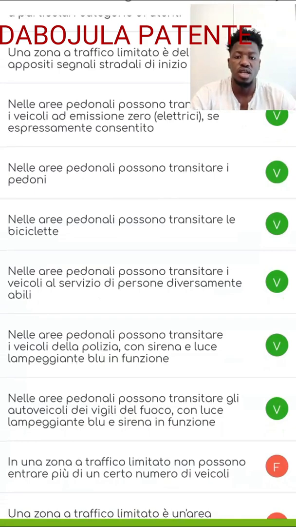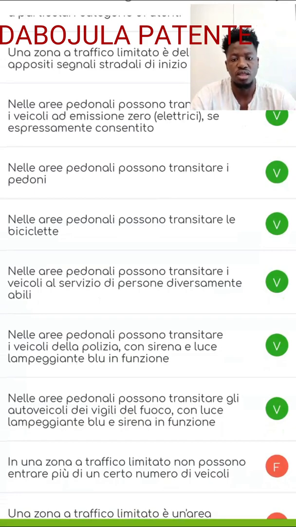Nelle aree pedonali possono transitare i pedoni. In pedestrian areas, pedestrians are allowed to transit. Vero. Nelle aree pedonali possono transitare le biciclette. Yes, bicycles might be allowed to transit.